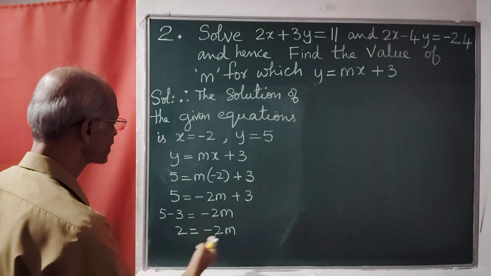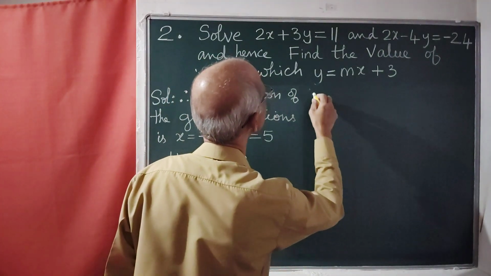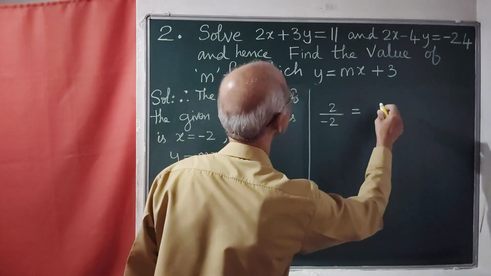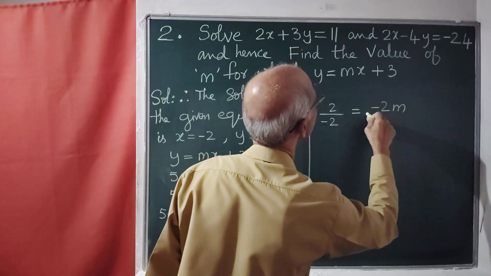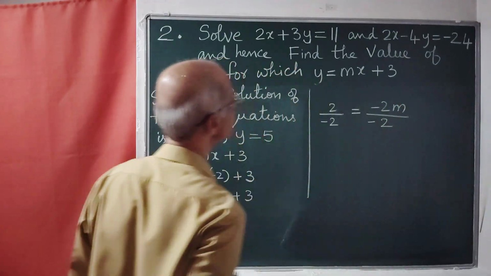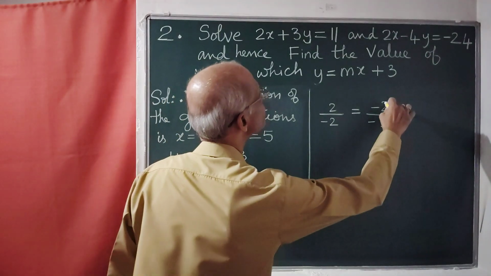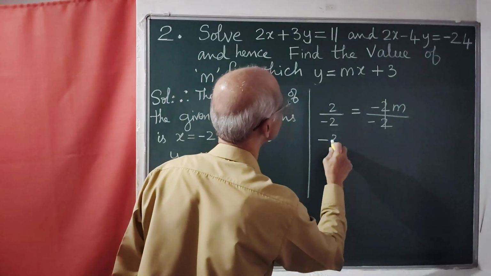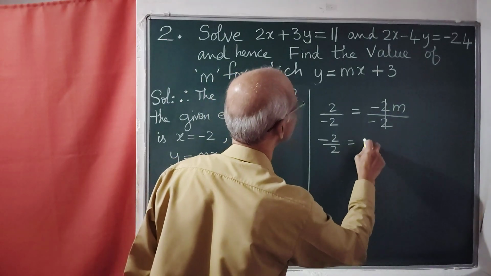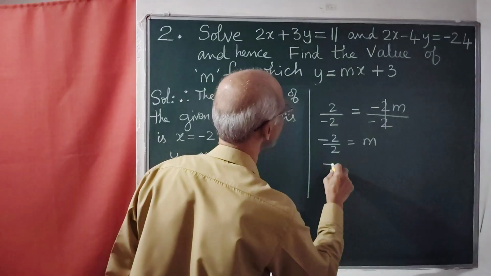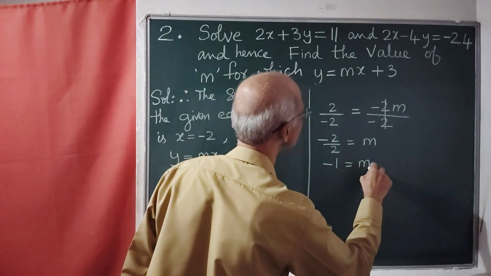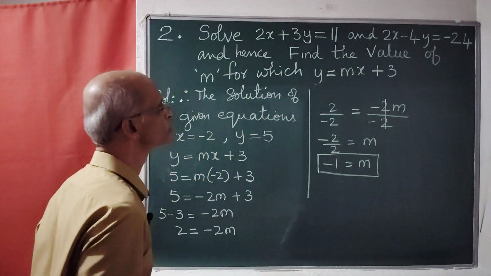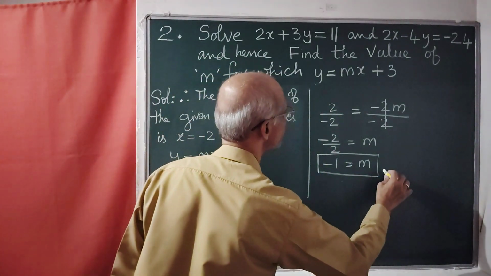Now I'll divide both sides by minus 2. 2 by minus 2 is equal to minus 2m by minus 2. Minus 2 will get cancelled there. So minus 2 by 2 will be equal to m. So minus 1 is equal to m. So the value of m is minus 1. The required value of m is minus 1.